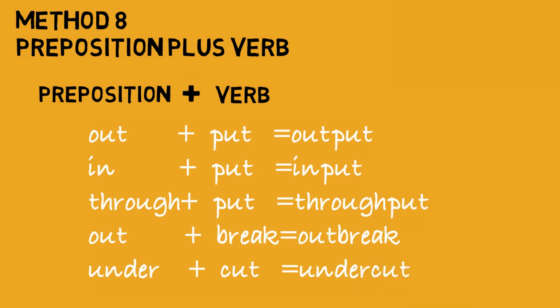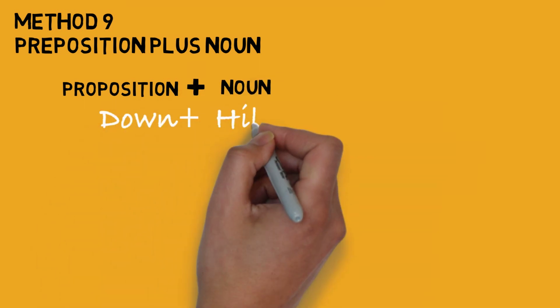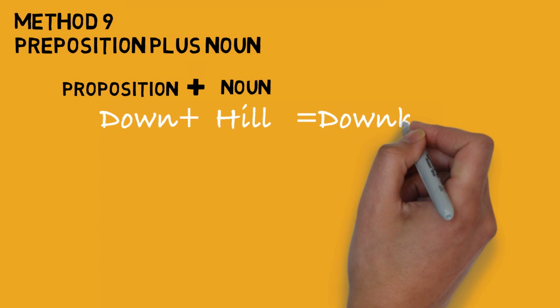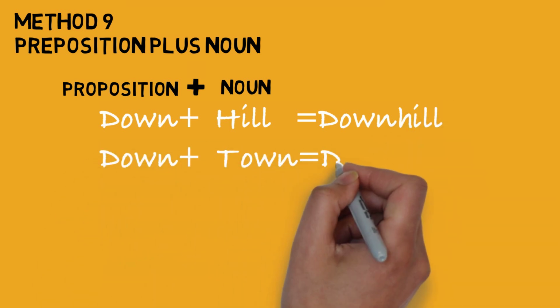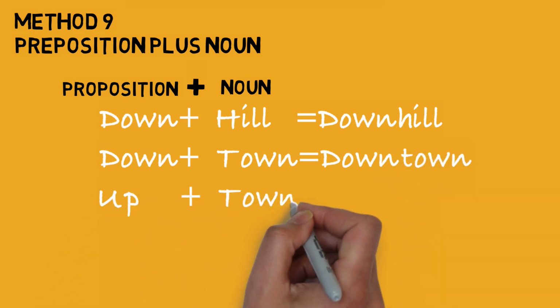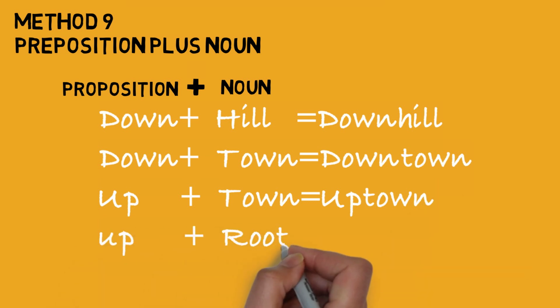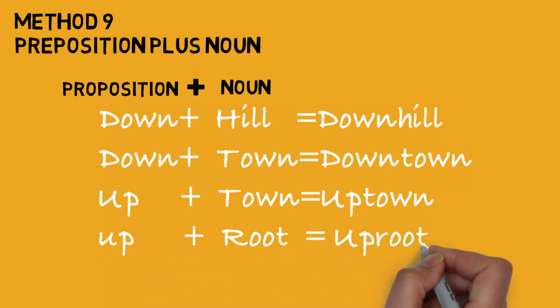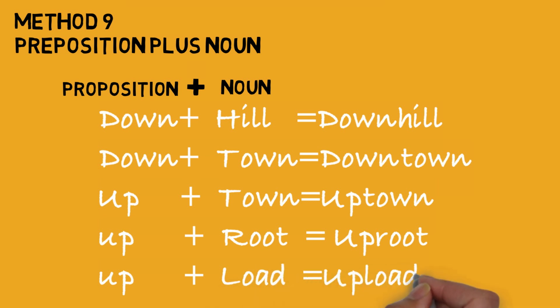The ninth way to form compound nouns is by combining prepositions and nouns. For example, down, which is a preposition, and hill, a noun. Together they form a new word, downhill. Or another example will be downtown, uptown. Up plus root becomes uproot. Up plus load becomes upload.